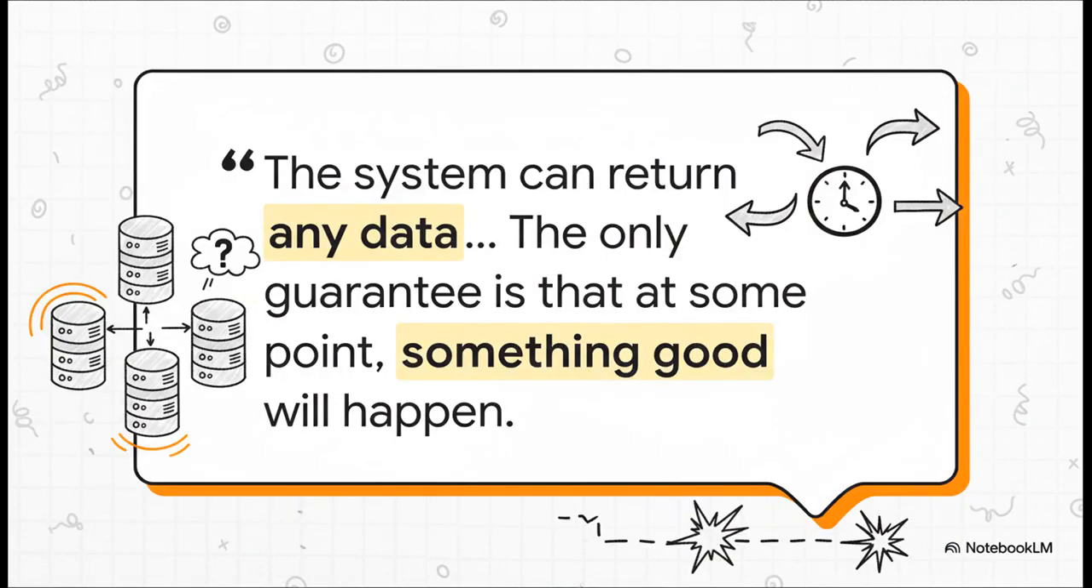So, what happens when you pick availability? Well, you get a model called Eventual Consistency. And the promise it makes is, well, it can be surprisingly weak, as this quote shows. It's basically saying that if everyone just stops making changes for a while, the system will eventually sort itself out, and all the servers will agree on the right value. It's a promise that something good will happen, eventually.